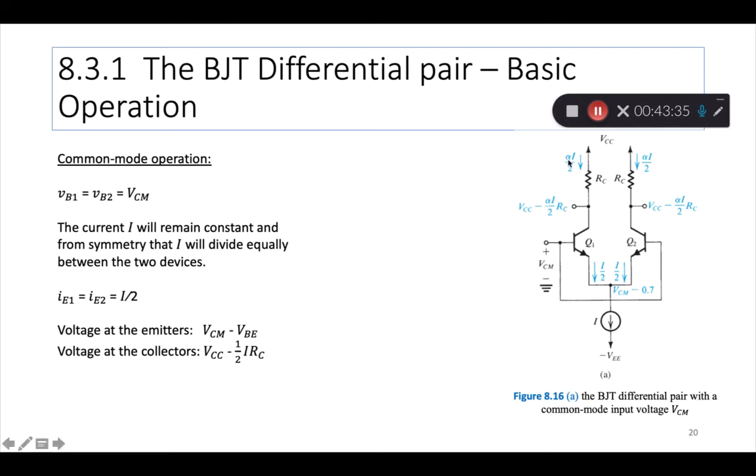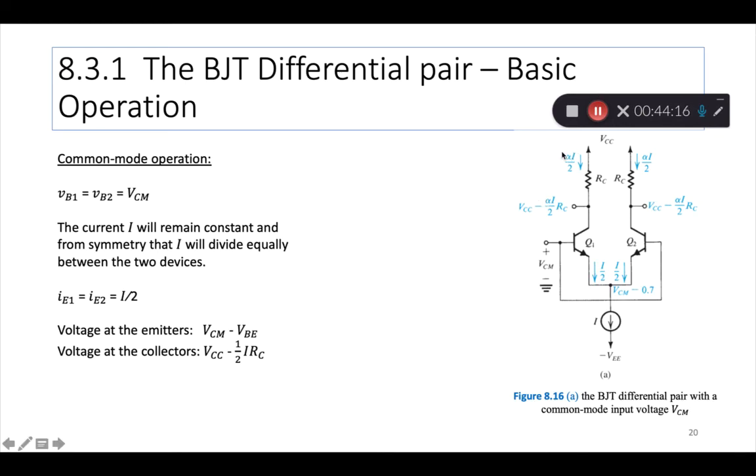So what will happen is the current I is split half and half between the two collectors. Now, obviously, we know that compared to MOS devices, the collector currents are not exactly identical to the emitter currents in a BJT device, right? Because the base current also exists, a small amount. It's very small, maybe 1%.